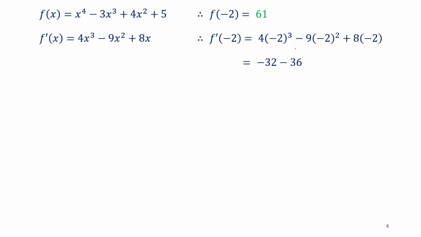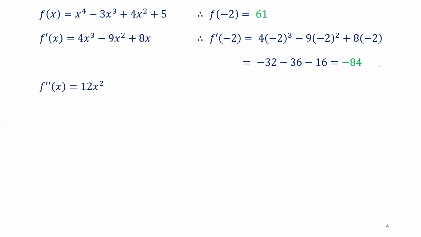If we simplify it, this is -8, -8 into 4 is -32, minus 4 into 9 is -36, -2 into 8 is -16. If we add all the three terms, because all three are negative, we get -84. The value of f dash of -2 is equal to -84.